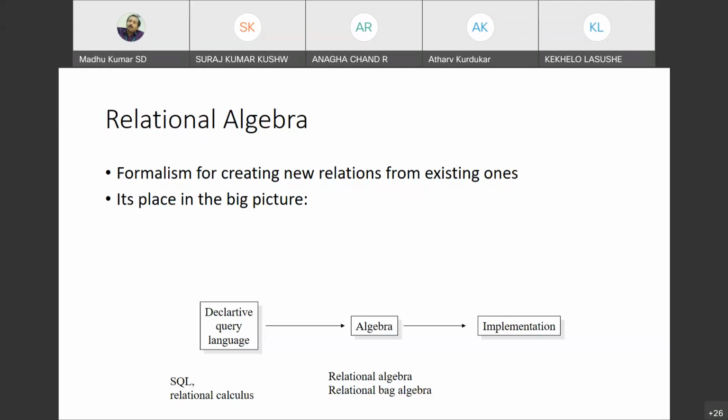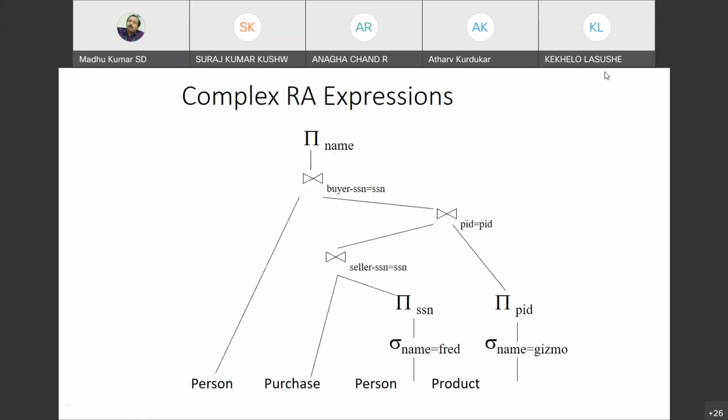So we can have SQL, relational calculus, etc. as declarative query languages, then that will be translated into relational algebra or relational bag algebra, and that will be implemented later. These relational algebraic expressions can be simple or they can be very complex, as shown in this diagram. Here you can see a very complex relational algebraic expression involving three different tables: person, purchase, and product. But in this query, the table person appears twice.